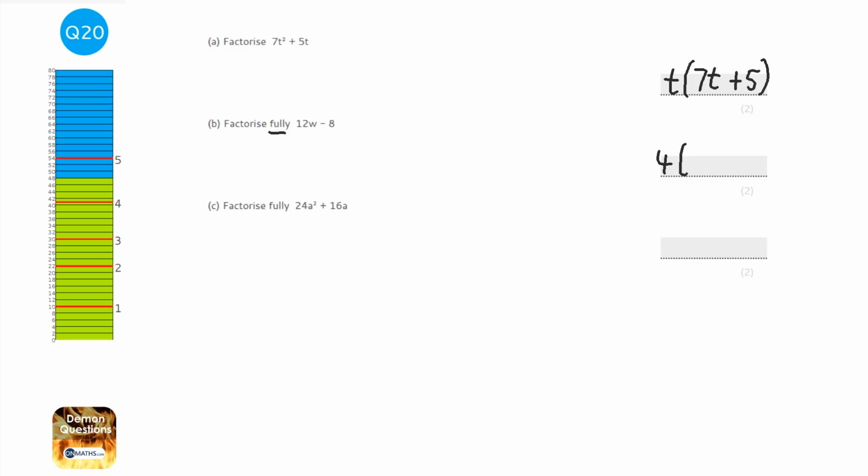What do I times 4 by to get to 12w? Well, 3w. And what do I times 4 by to get to minus 8? It's going to be minus 2. And again, I can expand that to check it.